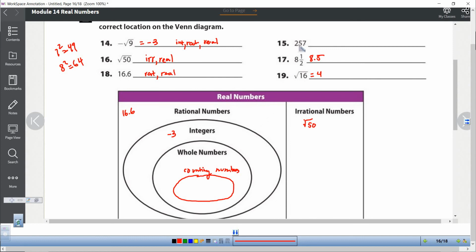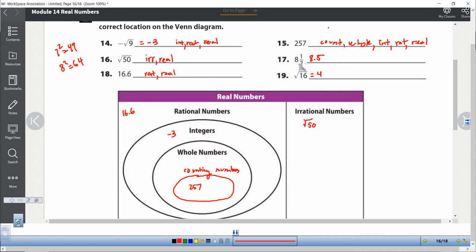All right, 257. Now, could you count up to 257 on your fingers? Yes. You don't have enough fingers, but you could count up to 257 on your fingers. So 257 would be a counting number. And once you have a counting number, then you know you have a whole number. It would be a whole number, an integer, rational, and real. I like those ones best because it's all of them except for irrational. You can never be rational and irrational at the same time.